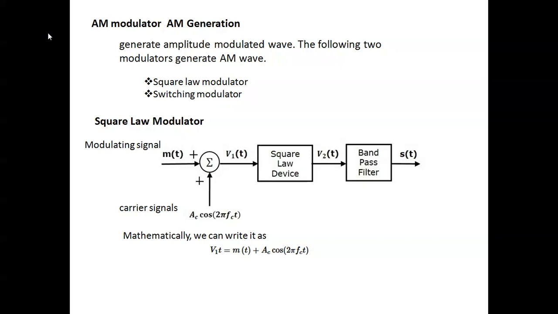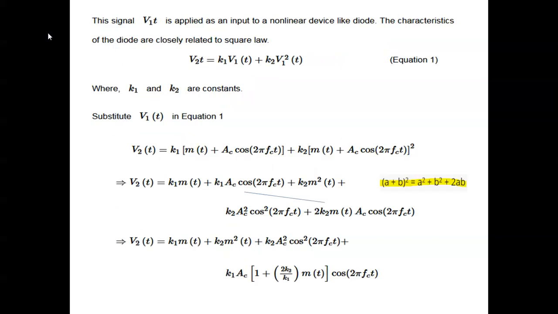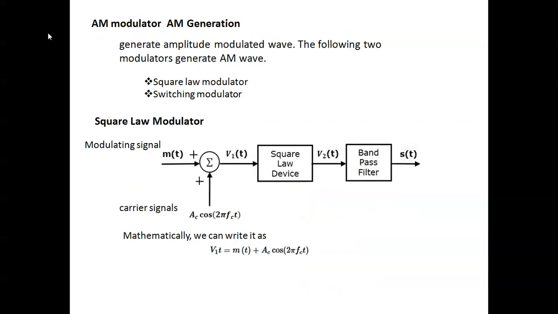Okay, so this is square law modulator operation, mathematically represented as, in the diagram, it says v1 of t and v2 of t. So we know v1 of t is a combination or summation of two inputs, m of t and the carrier signal. Summation means that we are adding two signals, so m of t plus Ac cos 2 pi fct.